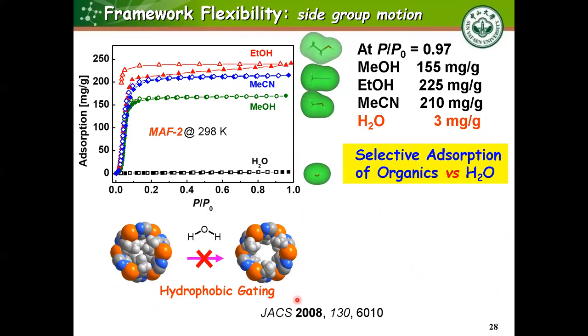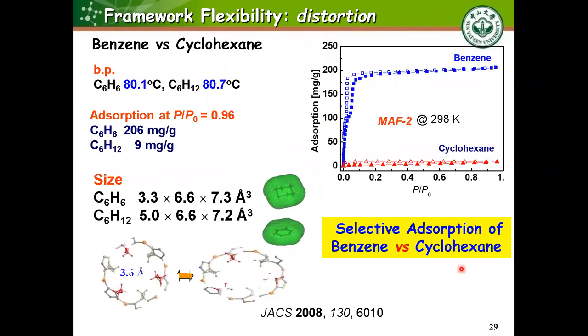This is very unusual, as most other microporous materials, including hydrophobic MOFs, usually absorb water molecules. Besides the hydrophobic gating effect, MAF2 has very high selective absorption for benzene versus cyclohexane. Although the aperture is very small, it can be distorted to absorb a benzene molecule with a larger size than the aperture. However, their flexibility has a limit, and MAF2 cannot absorb the slightly larger cyclohexane. Thus MAF2 can be used to separate these two kinds of molecules having similar molecular size and similar boiling points.